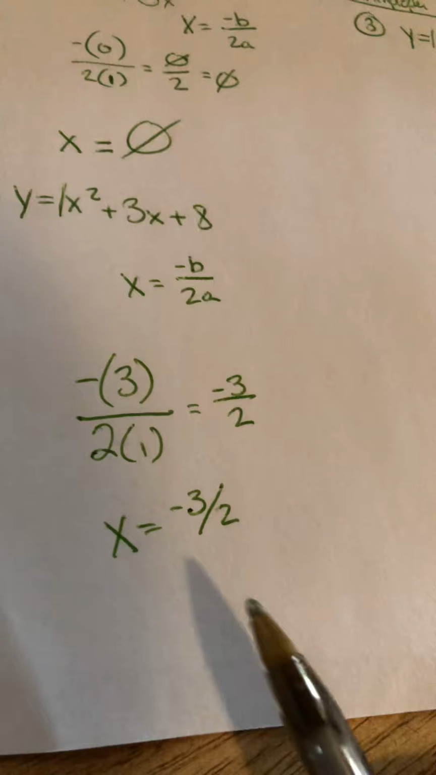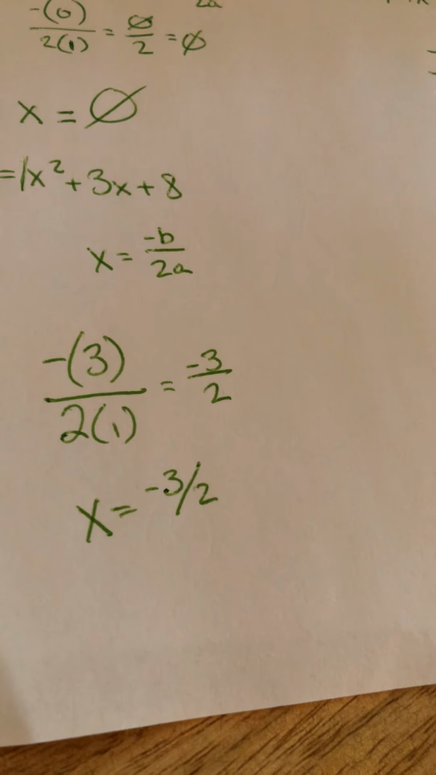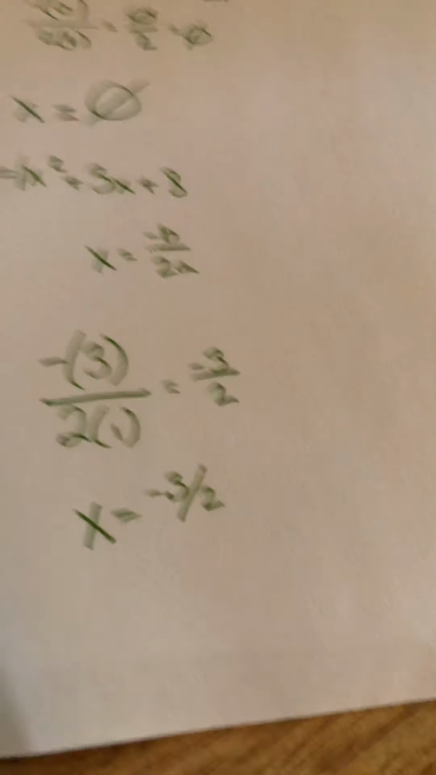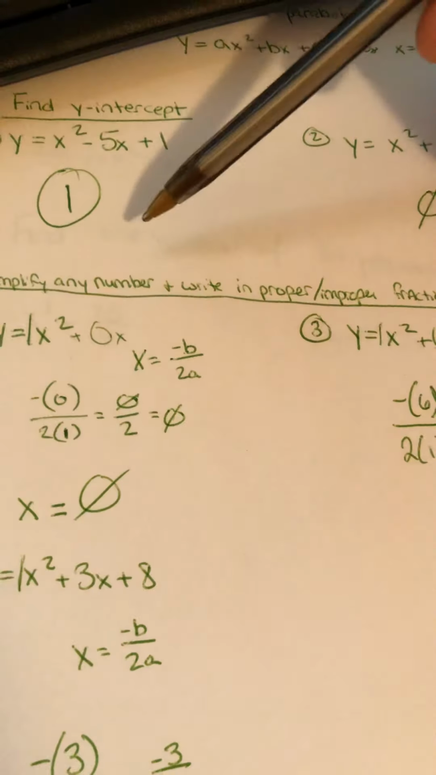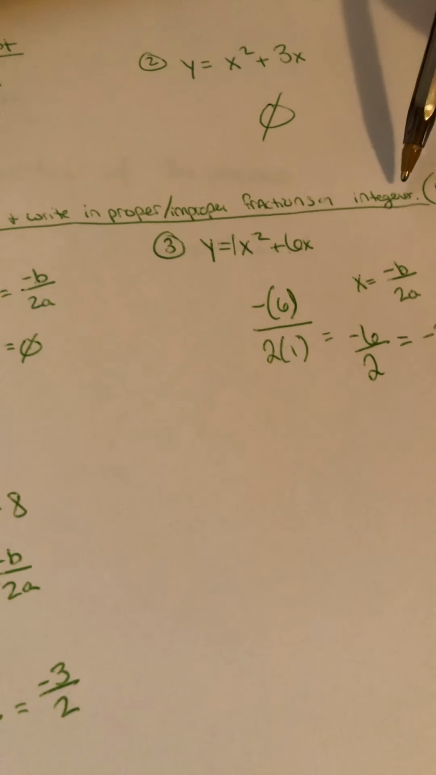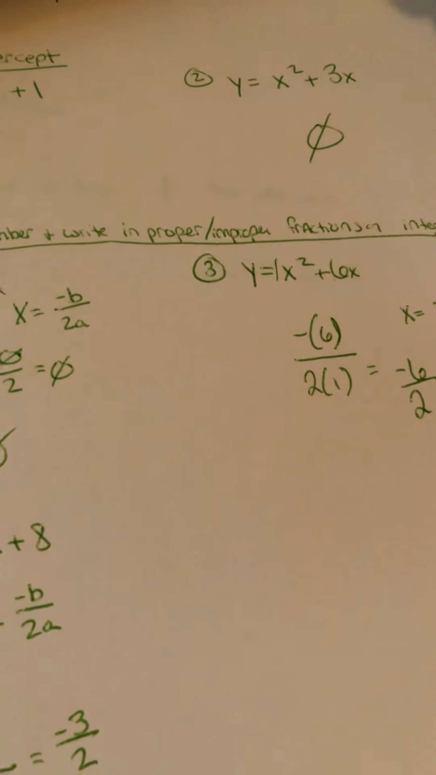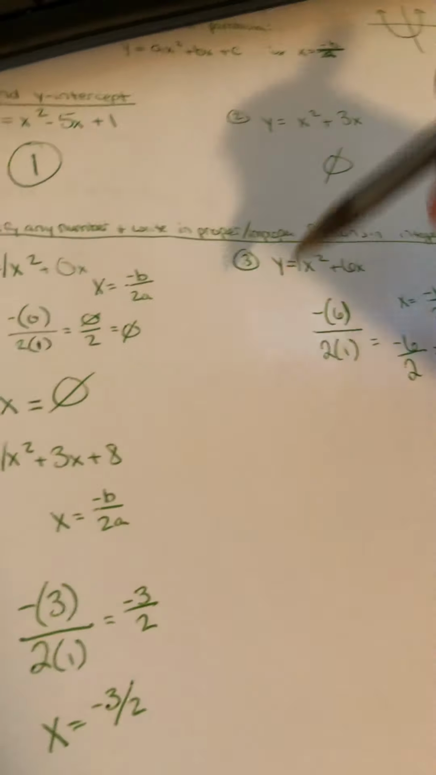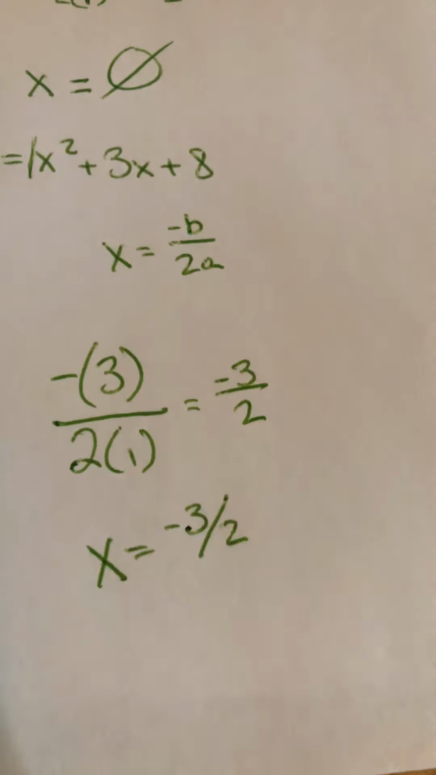I didn't type it in. I probably wouldn't attempt typing negative 1.5, strictly because in the instructions it says simplify any number and write in proper, improper fractions or integers. It doesn't say anything about solving it and putting decimals. So make sure you do proper, improper fractions. This is considered an improper fraction.